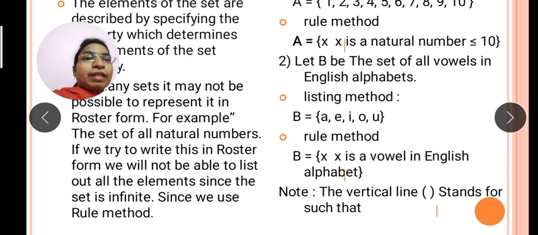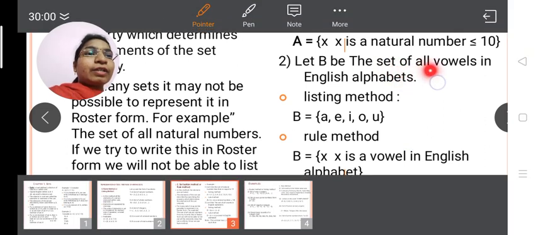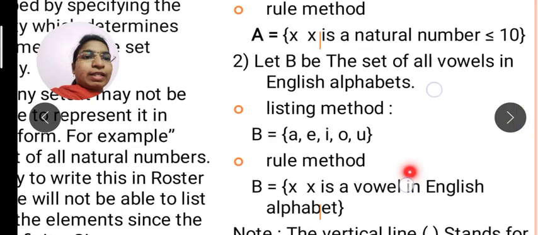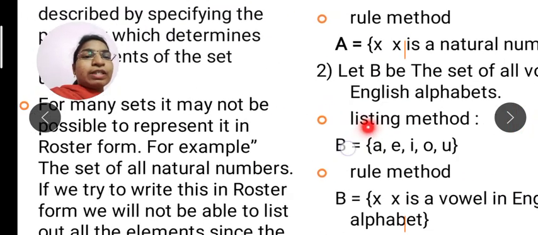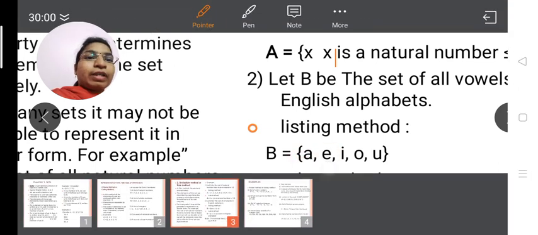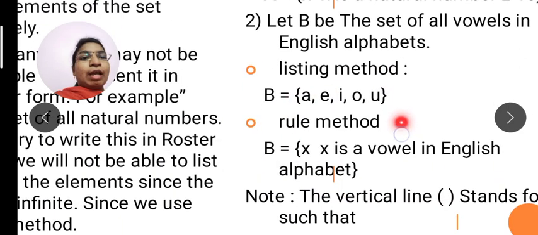See set B. Let set B be the set of all the vowels in English alphabets. By the listing method, it is A, comma, E, comma, I, comma, O, comma, U. But in the rule method, this standing line is in between these two x's. So x is an element of set B in such a way that x is a vowel in the English alphabet.